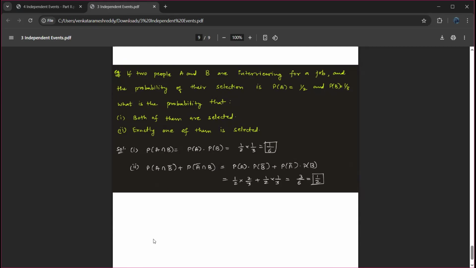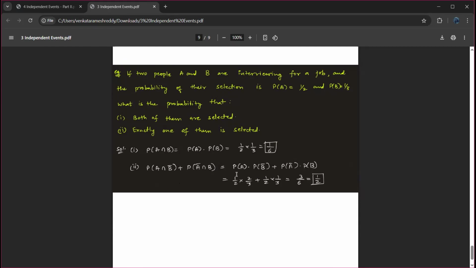It means only one is selected and the other is not selected. The possibilities are A is selected and B is not selected, or B is selected and A is not selected. So P of A intersection B complement, or A complement intersection B. According to the multiplication rule for independent events, I can write this as P of A into P of B bar plus P of A bar into P of B.